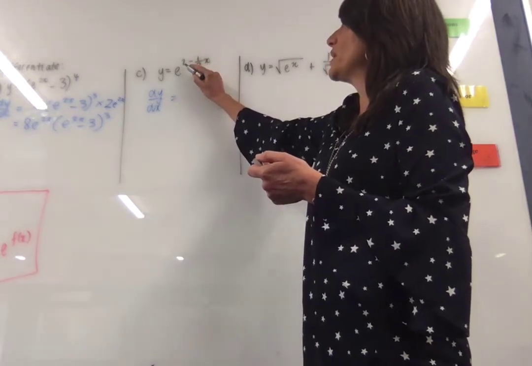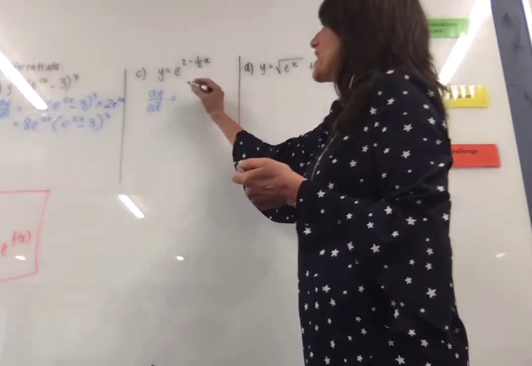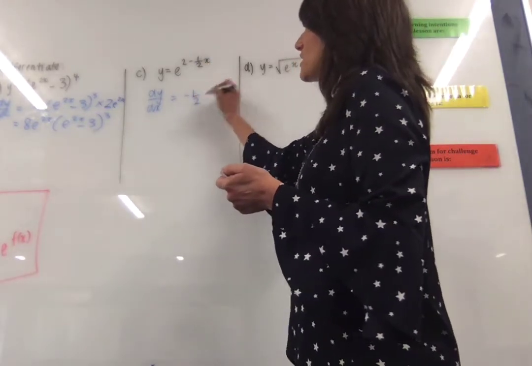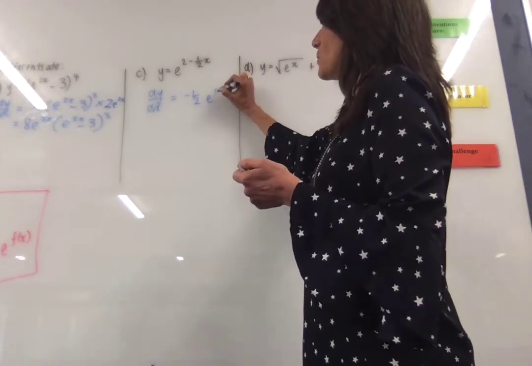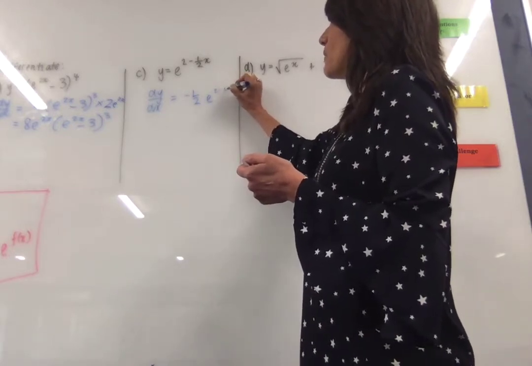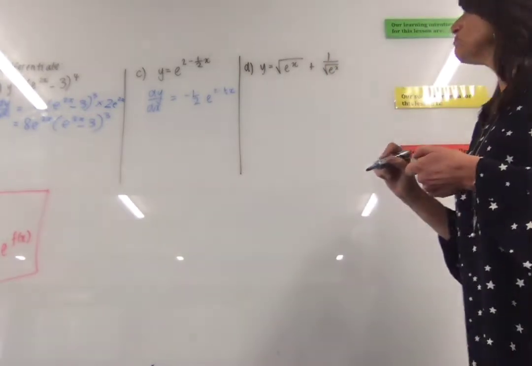Derivative of 2 is 0, and the derivative of negative a half x is negative a half. So I'll bring the negative a half down to the front and then multiply it by this function here, which is 2e to the 2 minus a half x. And that's our final answer.